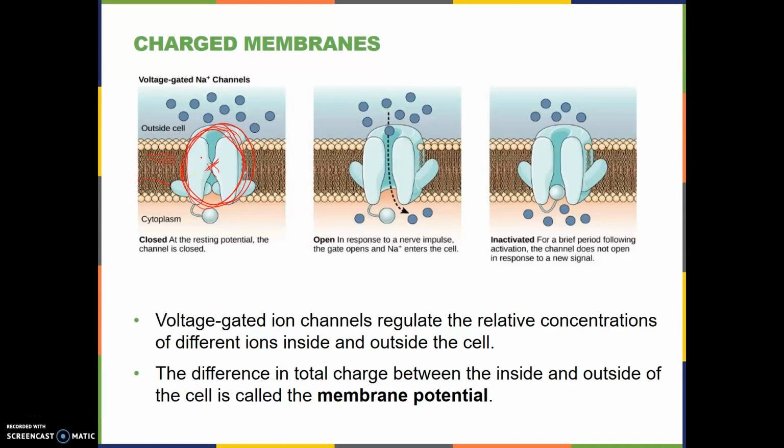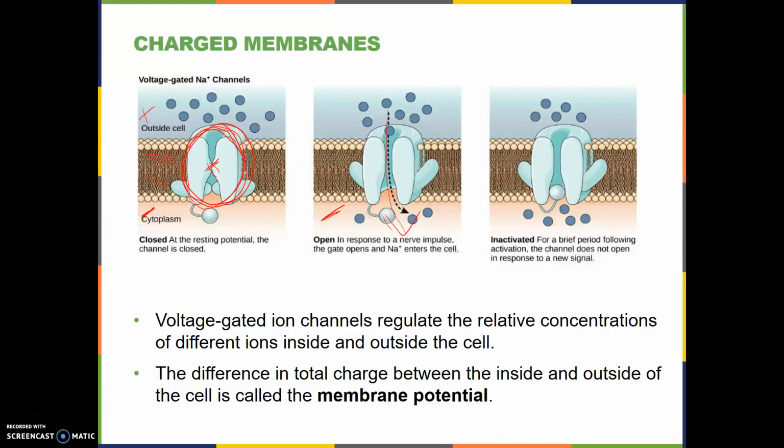Okay, so that gate can be opened by a voltage change. The outside of the cell we talked about was positive and the inside is negative. But if that voltage changes to where the inside becomes less negative and more positive, that can open the gate. So that gate opens and these sodium ions that are on the outside can move in, and sodium has a positive charge, so it makes that inside that was negative become more positive.